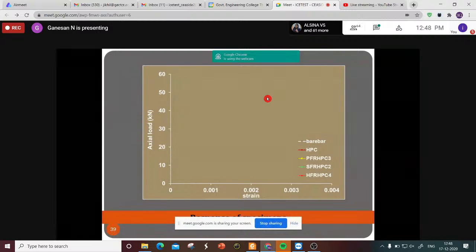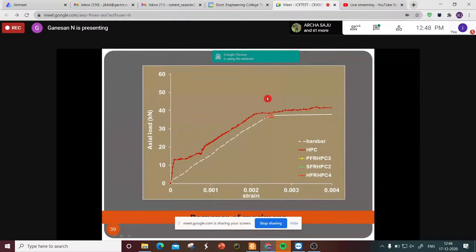Now you see the axial load versus strain has been drawn for bare bar, HPC, polypropylene, steel fiber, and hybrid fiber. You can see it's a bare steel, simply a steel rod which is subjected to tension, axial load. Only a straight line is coming here, and this point is the yielding. And the HPC, when you have the bare bar, there is a steel inside and the HPC. And this is the polypropylene fiber reinforced HPC. And this is the steel fiber reinforced, all individual. And this response appears to be better. That is the hybrid fiber. That is this one.